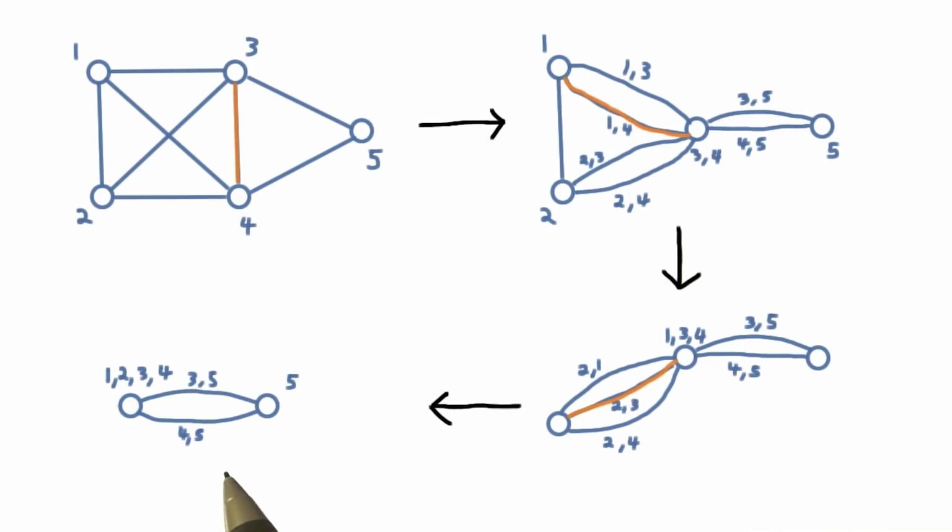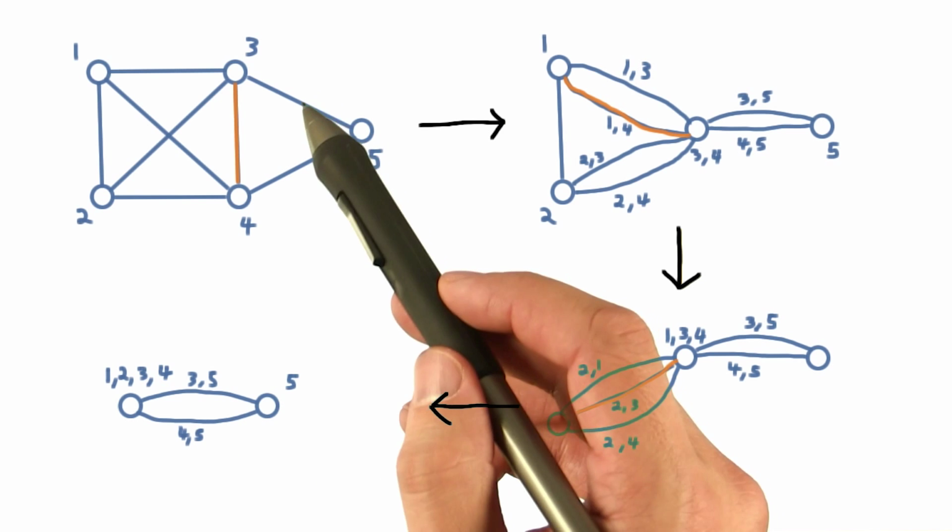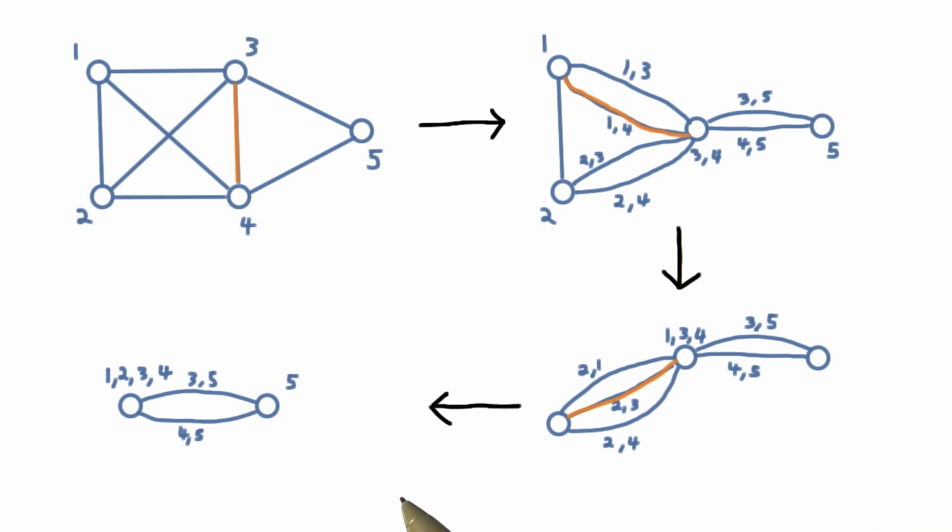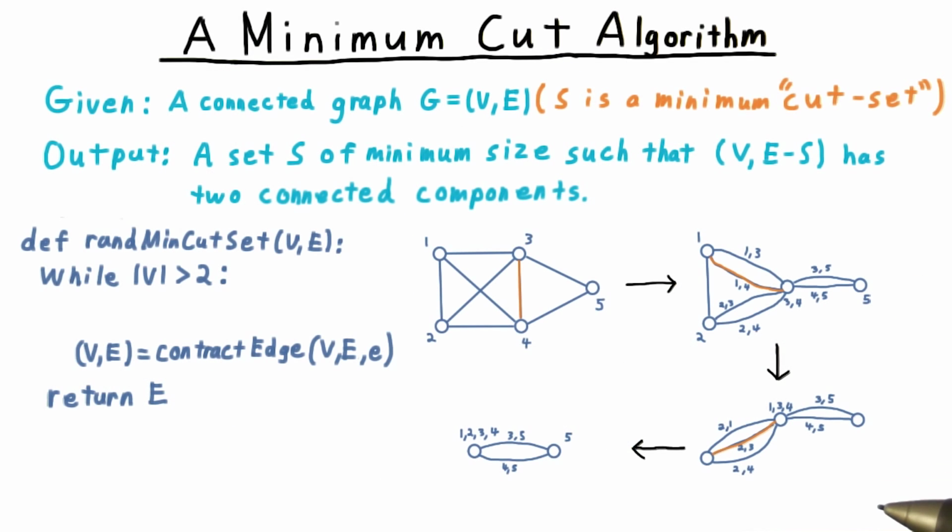And from the result, we can read off both the partition, 1, 2, 3, 4 on one side, and 5 on the other. And we can also read off the cut set represented by the two remaining edges, just 3, 5, and 4, 5. That is, these two edges here in the original graph. Now, this particular choice of edges led to a minimum cut set, but not all such choices would have. How then should we pick an edge to contract?